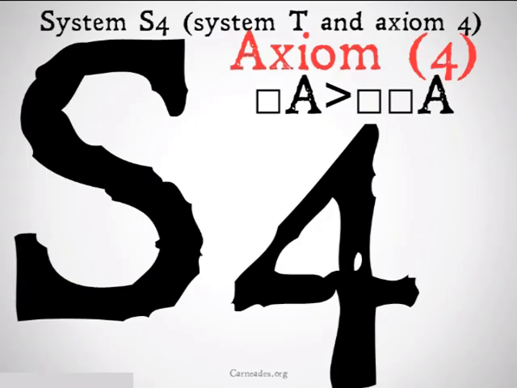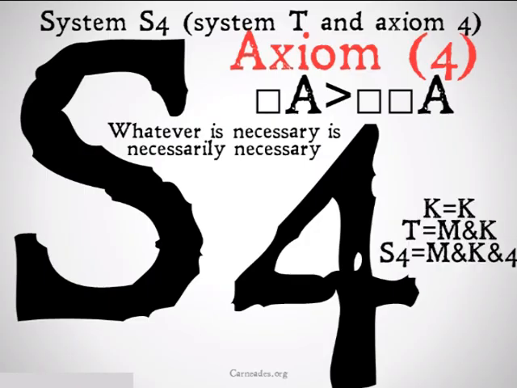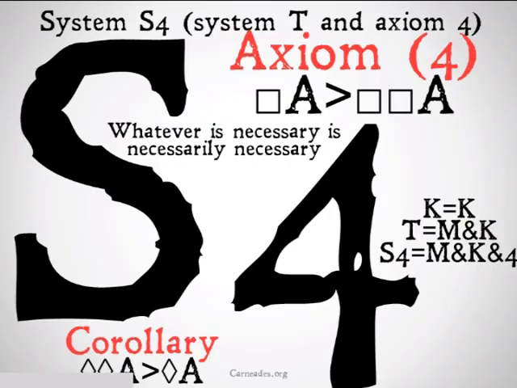Basically, this is going to be a way to either simplify or complicate long strings of necessity and possibility. Whatever is necessary is going to be necessarily necessary. There's nothing more that we mean by adding a bunch of boxes in front of something, or adding a bunch of necessaries, other than just that it is necessary. To recap, System K is just going to be System K. System T is M and K. And System S4 is M, K, and Axiom 4.